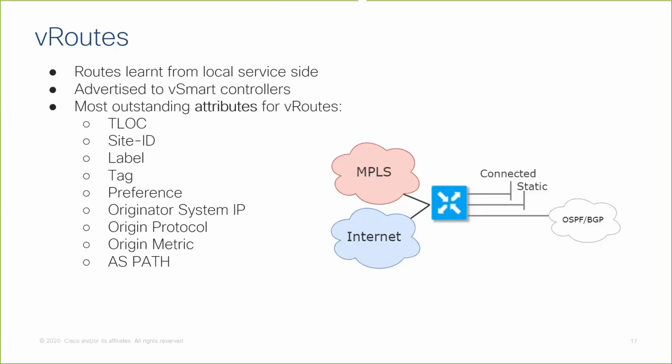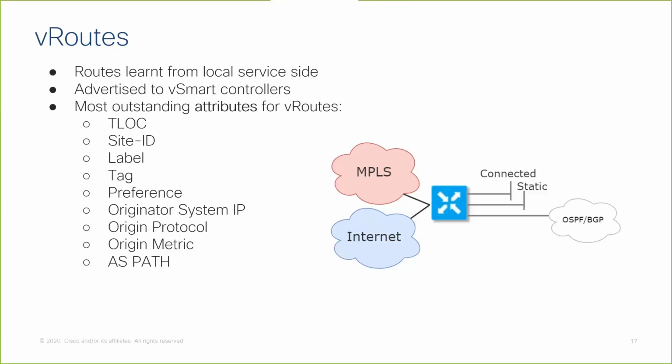One of the attributes is the TLOC itself, site ID. We use labels to differentiate traffic and offer end-to-end segmentation. On top of that, you can apply a tag, and you can also apply a preference to influence the inbound traffic flow.